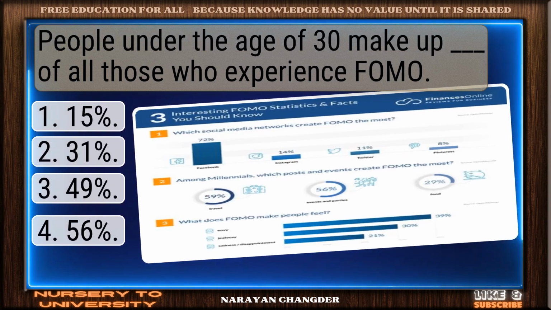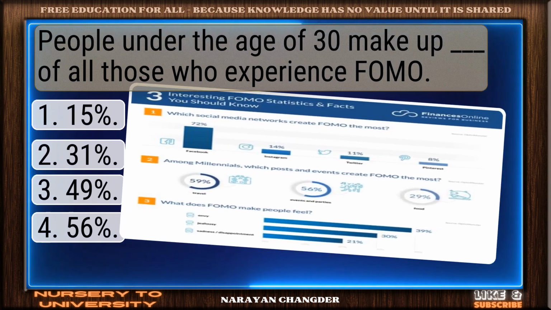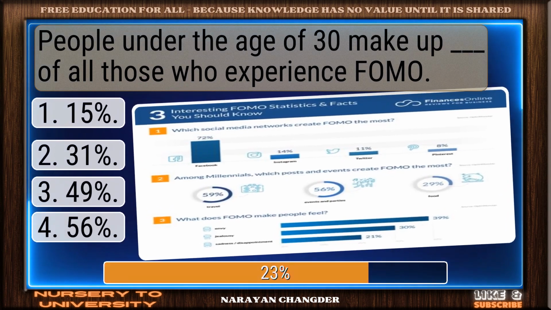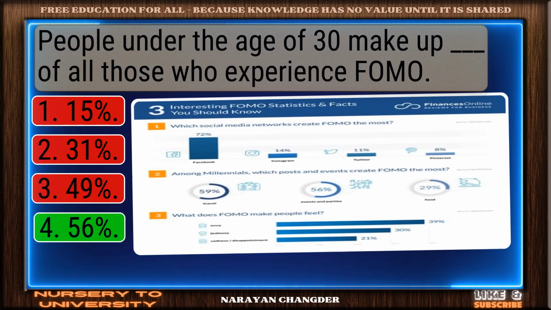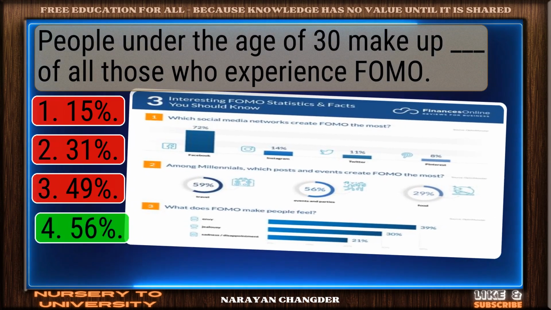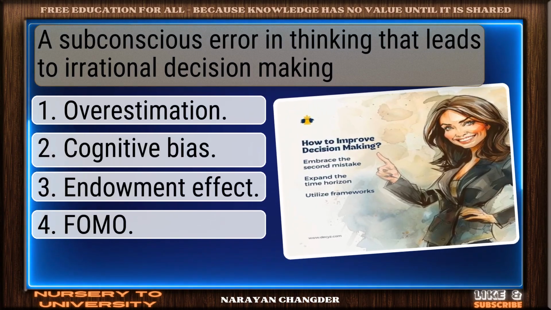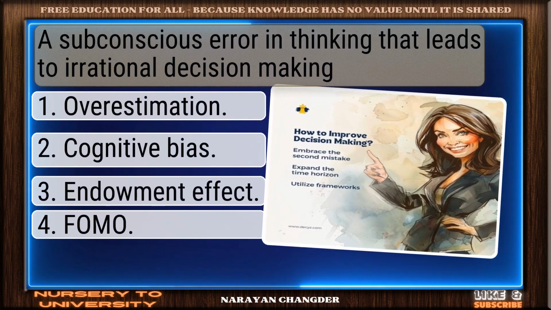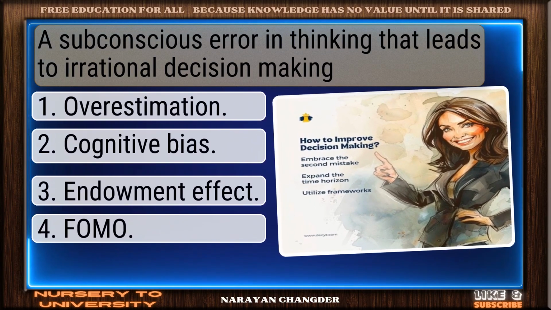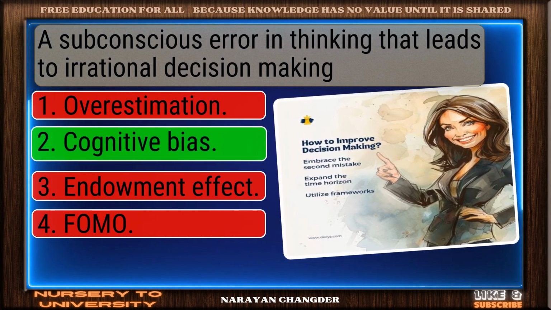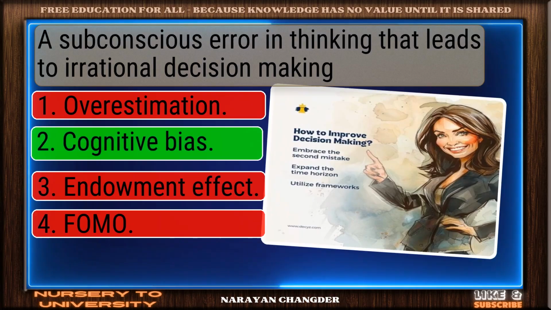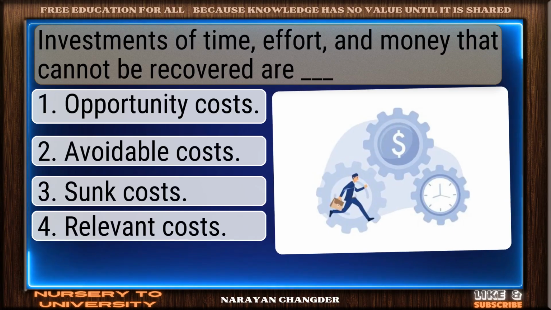People under the age of 30 make up dash of all those who experience FOMO. Excellent. 56% is a brilliant choice. A subconscious error in thinking that leads to irrational decision-making. Smart move. Cognitive bias is an accurate answer.